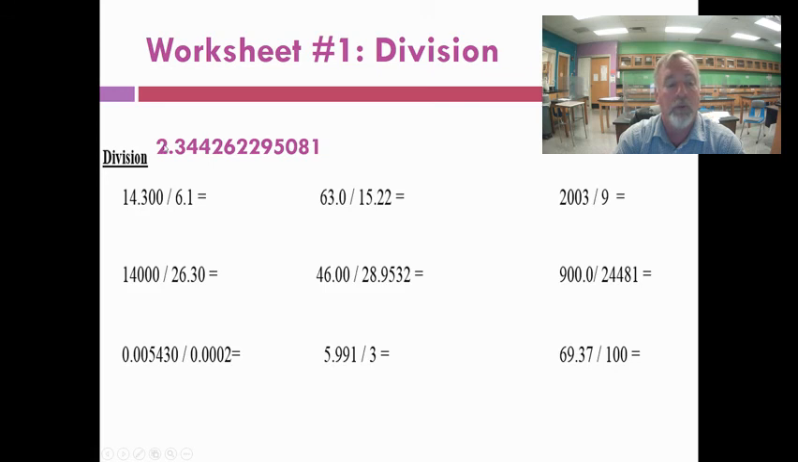Let's count them. 2 is the first one. 3 is our second one. So we're starting off with 2.3. We have to look at the next number, 4. What's it tell you to do? 4, that tells you to leave the 3 alone. Our answer here is simply 2.3.